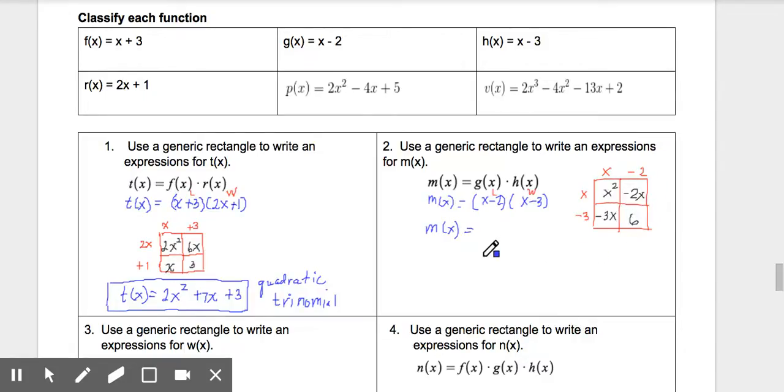All right, so the variable with the highest exponent is x squared. So we will start with that, x squared. X squared will be followed by x, and we have negative 2x and negative 3x. We combine them together. That's going to be negative 5x. And we bring down the constant term, which is positive 6. This is m of x.